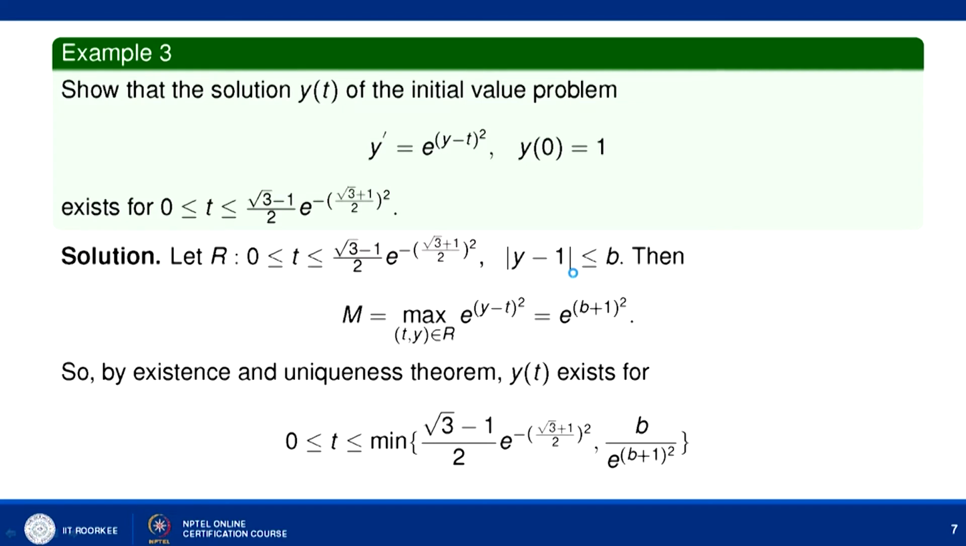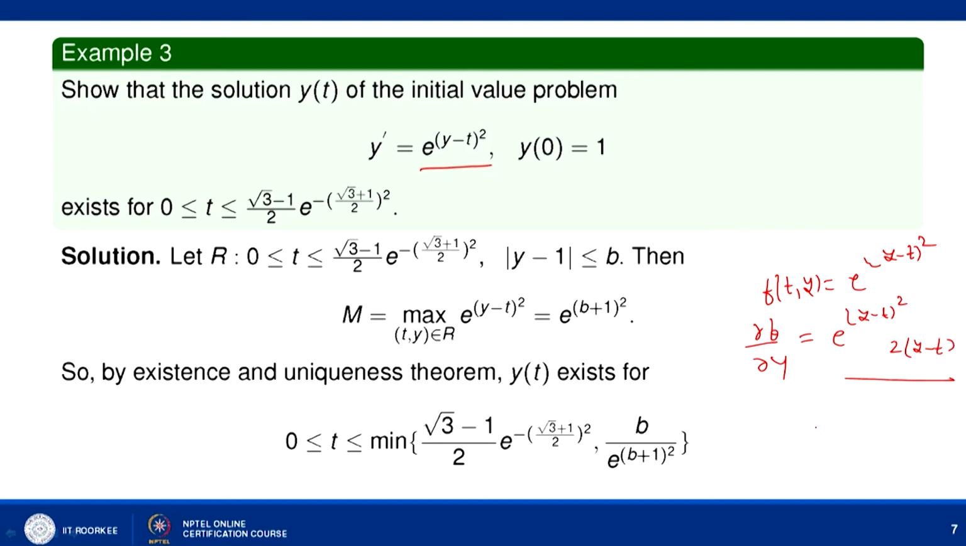So, here we say that since f(t,y) is e to the power (y minus t) whole square, we can easily see that it satisfies the Lipschitz condition. Here we can simply say that since f(t,y) is equal to e to the power (y minus t) whole square, we can easily check that ∂f/∂y exists and it is continuous. So, you can simply say that e to the power (y minus t) whole square and 2(y minus t) will be there. So, it is a continuous function and defined on this closed rectangle R.